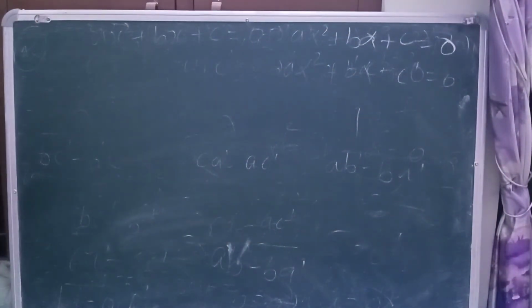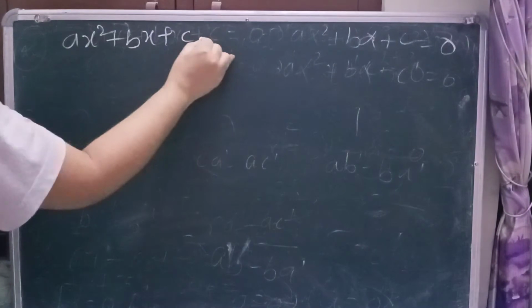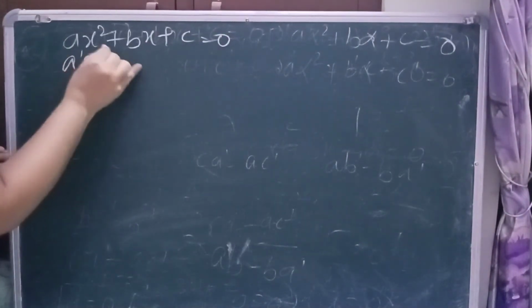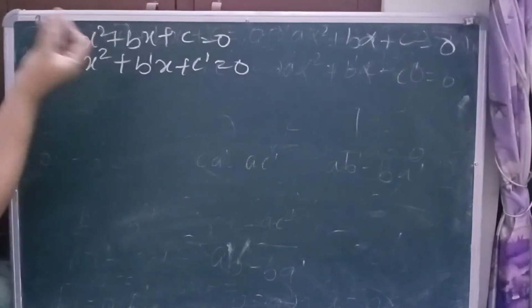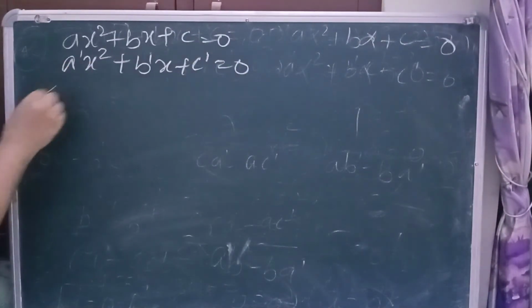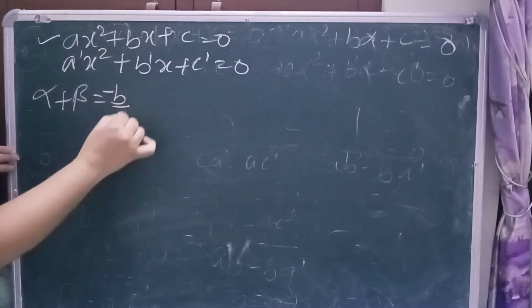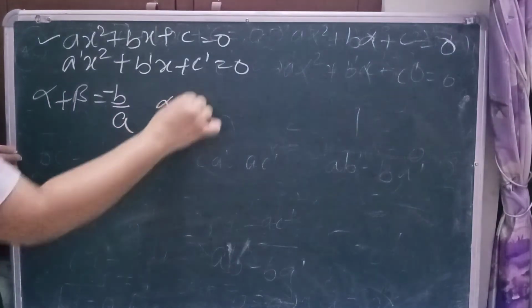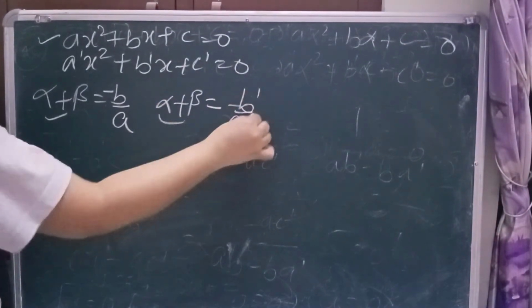is the case when both of the roots are common. So as I have written, ax square plus bx plus c is equal to 0, and another equation a dash x square plus b dash x plus c dash is equal to 0. If I am saying that both roots are equal, then for the first quadratic equation the sum of the roots was minus b upon a, and for the second, alpha plus beta, since both are the same, it will be minus b dash upon a dash.